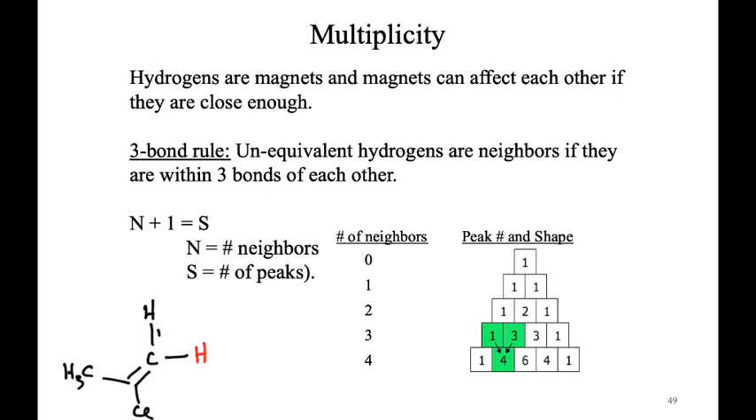Which means you can encounter systems where hydrogens are connected to the exact same carbon but are neighbors to each other. You ever had that one roommate, you're like, I just don't want to talk to you? There you go. Okay? That's what's happening. So be careful of that within statement. Typically, 3 bonds.